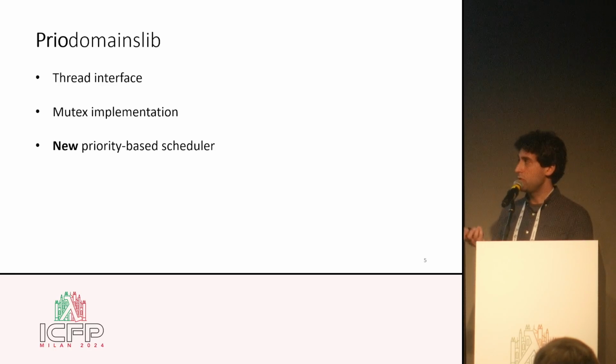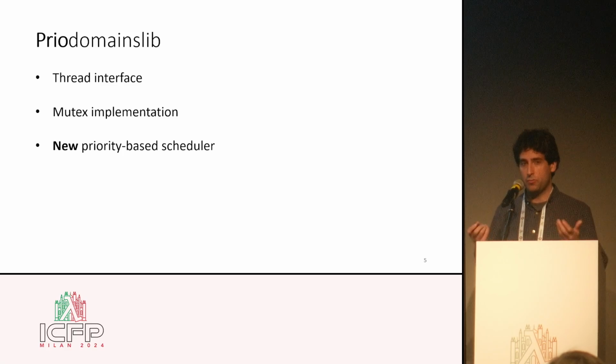We also want to have mutexes. We have global shared state. We need to protect that. And it turns out we need a new mutex implementation that also respects priorities.